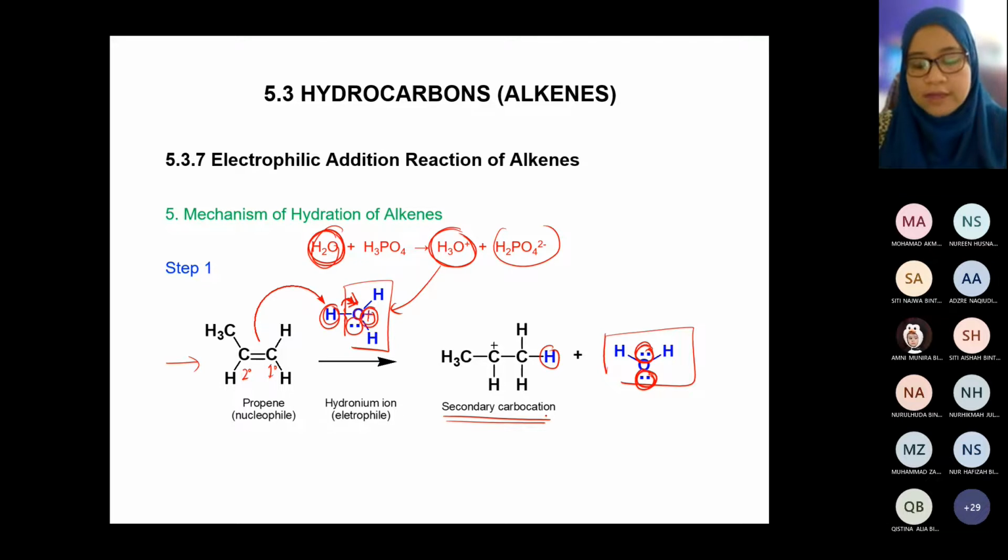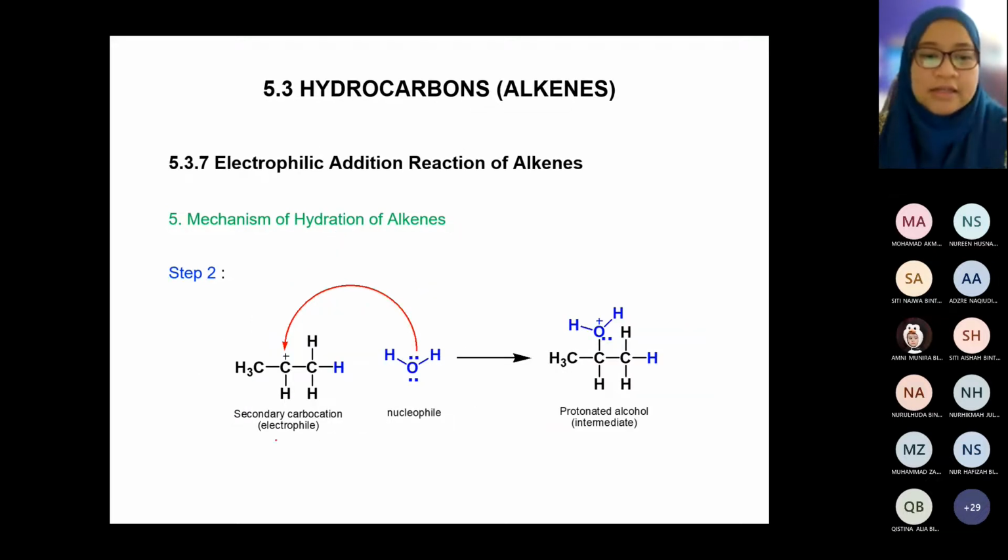Very essential. Very important. Then next, the secondary carbocation, which is our intermediate from the previous reaction. So this is the secondary carbocation. Basically, it is an electrophile because of the lack of electrons, this carbon lacks electrons. Alright, so next, the nucleophile will attack the carbocation. Those rich in electrons will attack those poor in electrons. So the nucleophile, which is water, will attack the carbocation. Basically, it will add itself to the carbon.